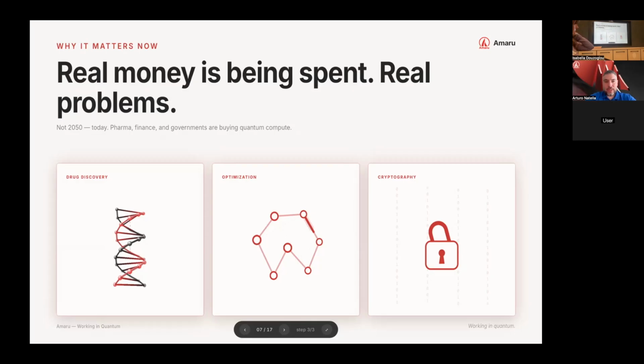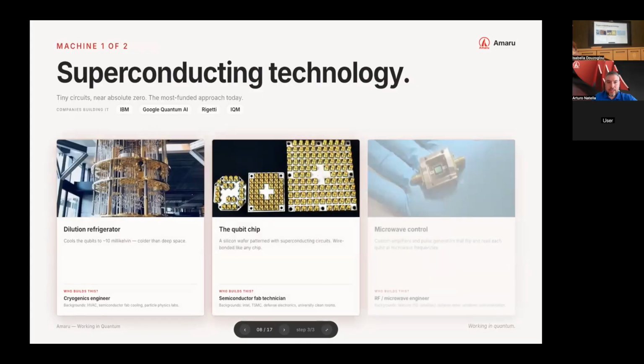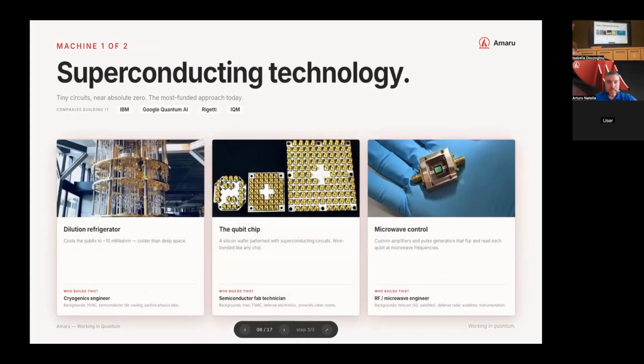So those are things that are happening right now that people are really looking at, even with today's quantum computing technology as it is in its nascent form. People are looking into these different approaches and are spending real money on it and need people to help with these types of problems and solving these problems. So now I'm going to talk about the different technologies that are out there.